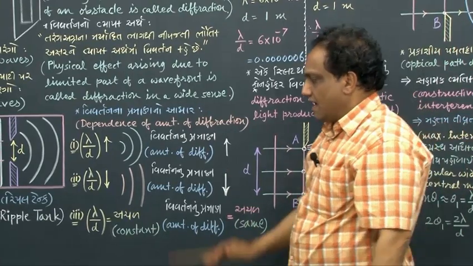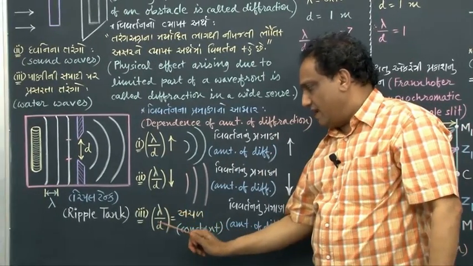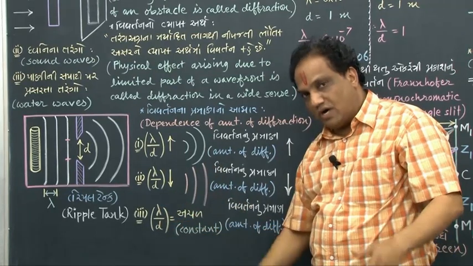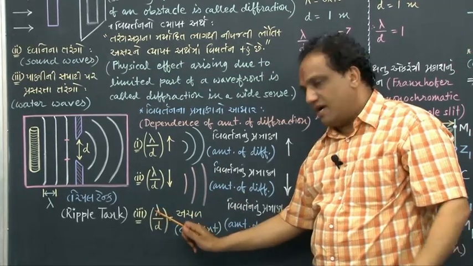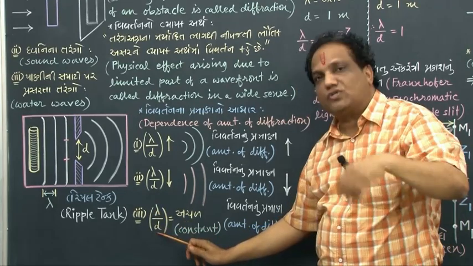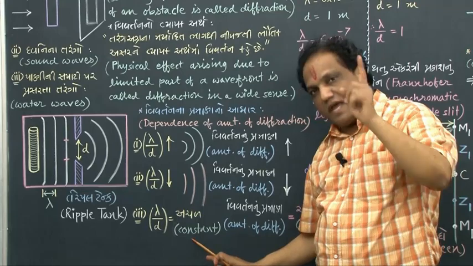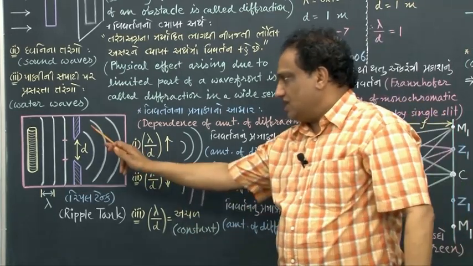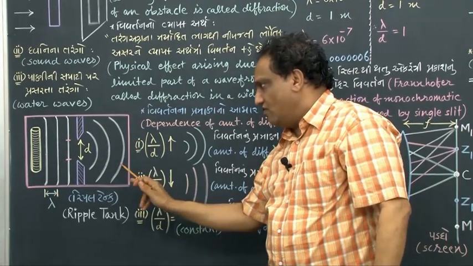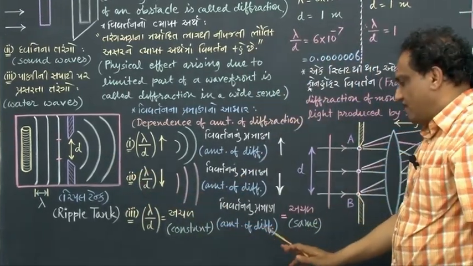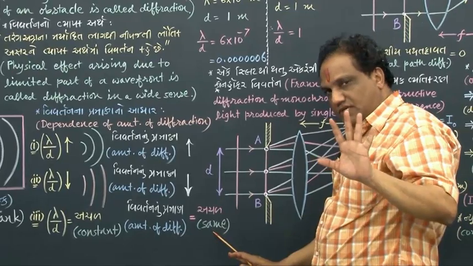Fine. And at last, suppose we keep lambda upon d constant by changing lambda and d both. How? Suppose you are making lambda doubled, you make d value also double. So 2 will cancel, lambda upon d will remain constant. At that time, we notice that there is no change in amount of bending of waves, no change in diffraction, amount of diffraction remains same, constant.